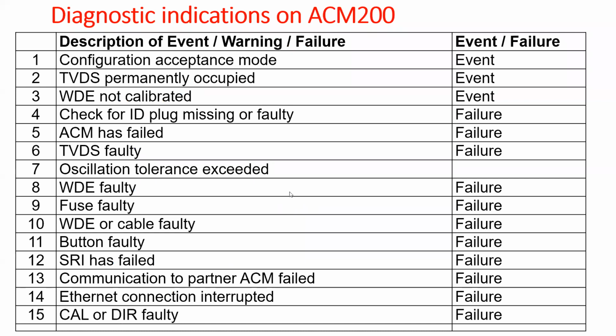So there are different types of information given in diagnostic data, like some of them are events, simple informations, some of them are failures. Some failures may require attendance of persons immediately, some may not. Like wheel detection equipment is faulty, or wheel detection equipment or its cable is faulty. Here it is sure that number 8 cable is not faulty, something like that.